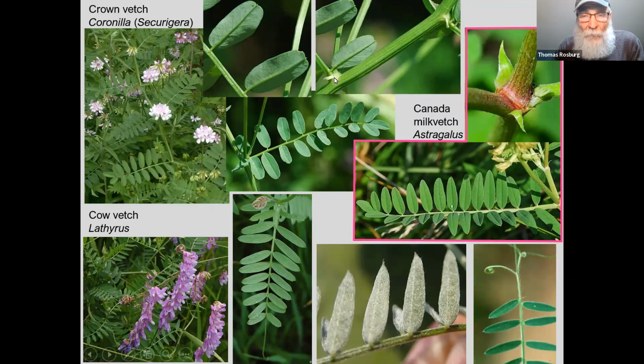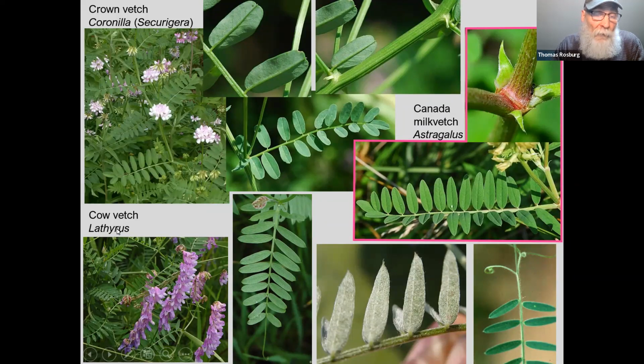The stipules on crown vetch are shown right here. You can see one of them right here, and we see another one right here. So the stipules on crown vetch are much smaller. They're only about 1 to 4 millimeters long. So clearly they do not overlap with the stipules we see here in terms of their length. And these are much more narrowly lance shaped. So that'd be a good way to separate crown vetch from Canada milk vetch.